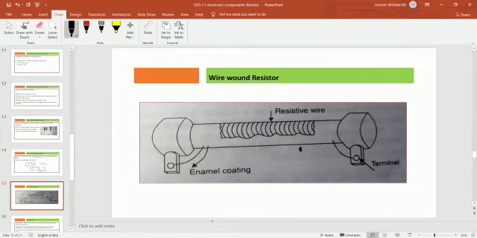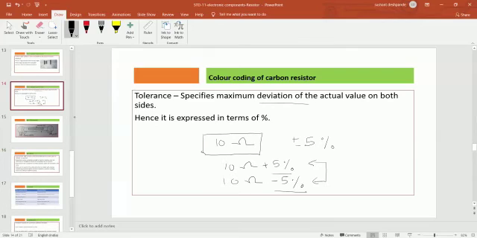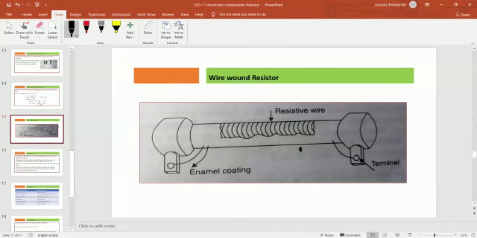Moving ahead, the wire wound resistors. A wire wound resistor, as the name indicates, is made by winding wire on an insulator. These are used when high current control and a stable and accurate resistor value is required. We have seen that color coding is used for carbon resistors, where tolerance is there because the value will have some deviation. But if we want an accurate value, then we will use the wire wound resistor.